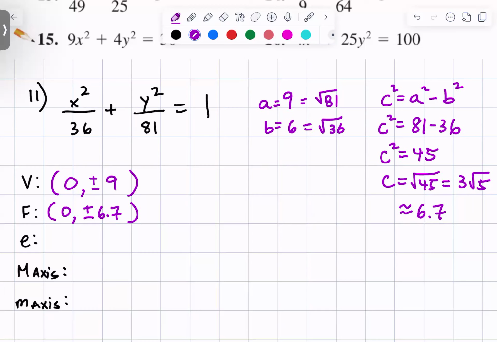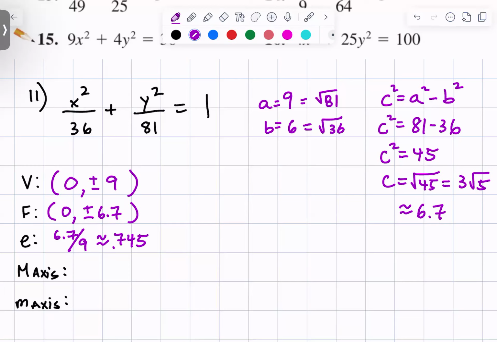The eccentricity is going to be C over A, which is 6.7 over 9. If you do that on your calculator, you're going to get approximately 0.745.